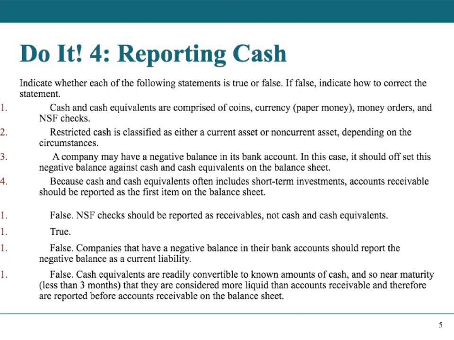Because cash and cash equivalents often include short-term investments, accounts receivable should be reported as the first item on the balance sheet. No, it's a false one. Cash equivalents are readily available and convertible into known amounts of cash and near maturity. Remember, I told you 90 days. So they're considered to be more liquid than accounts receivable, and therefore they will have to be reported before accounts receivable on the balance sheet.